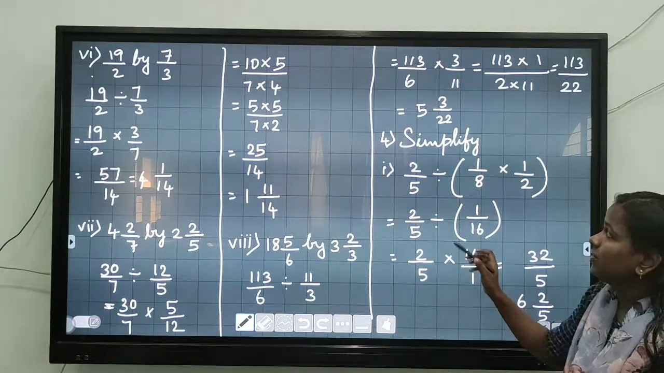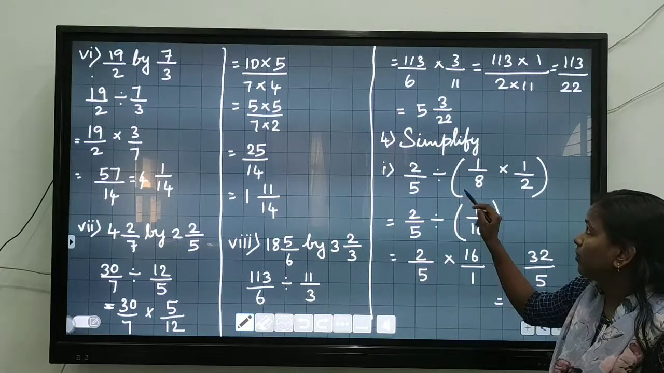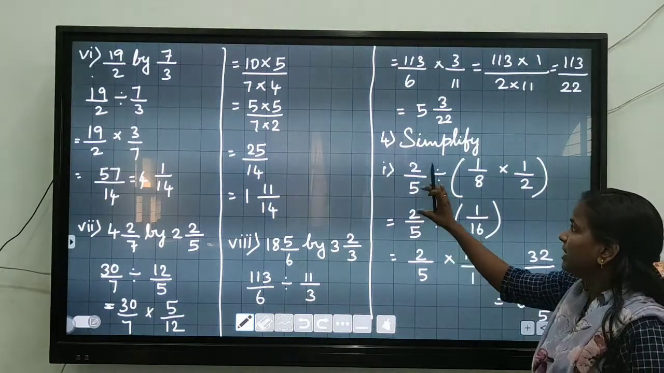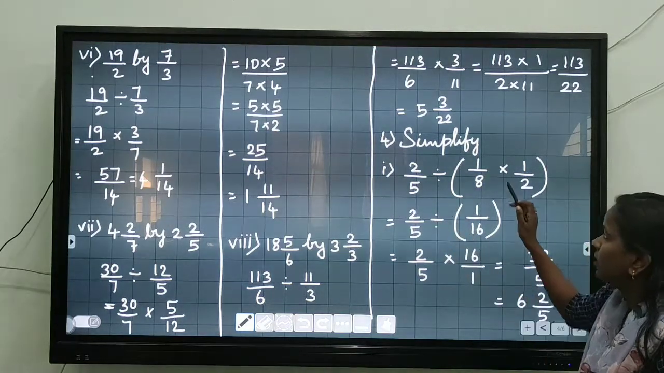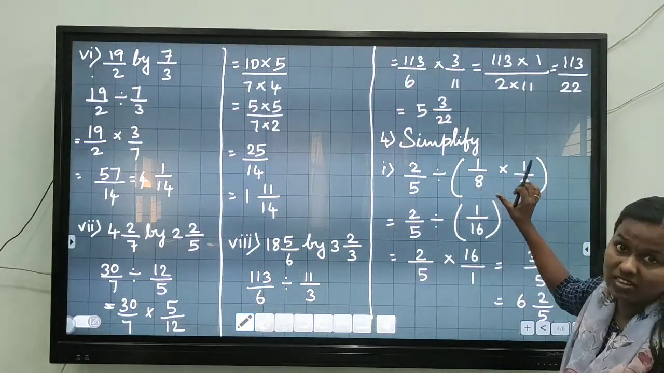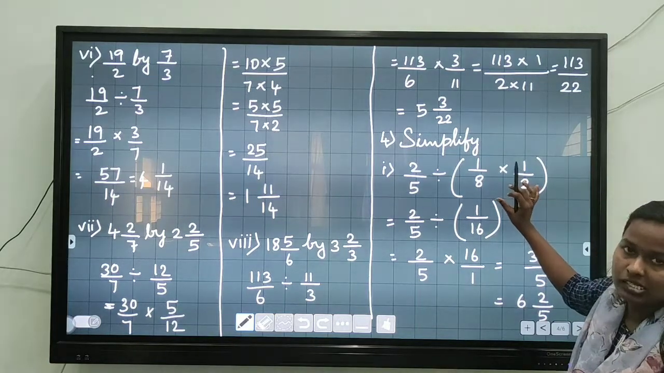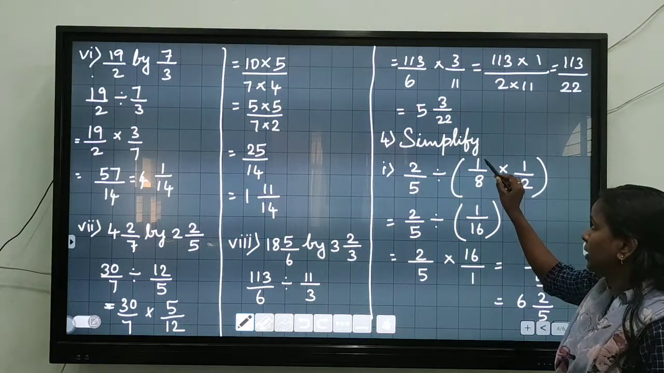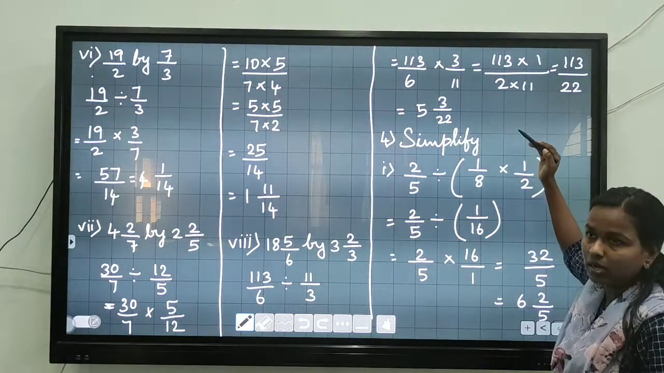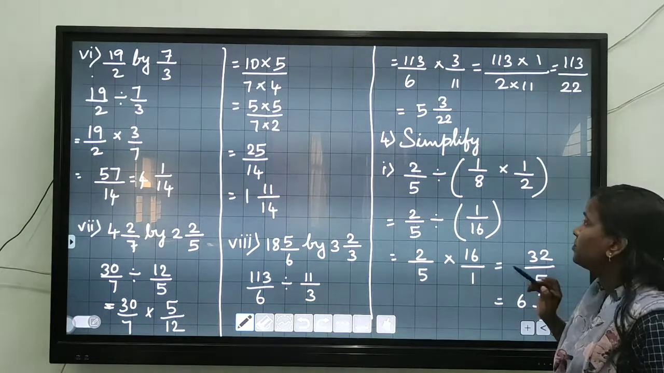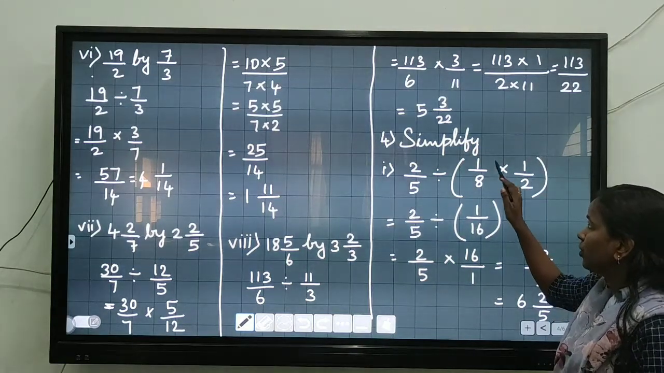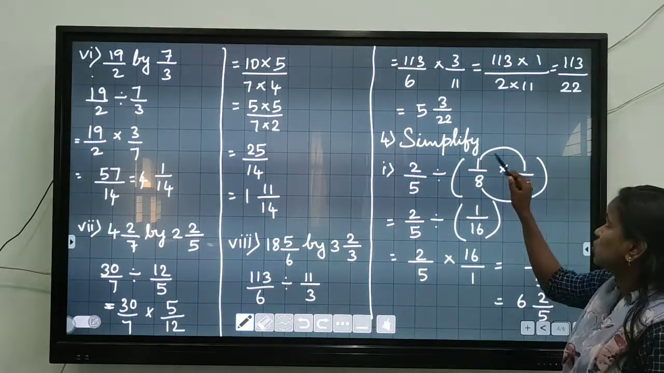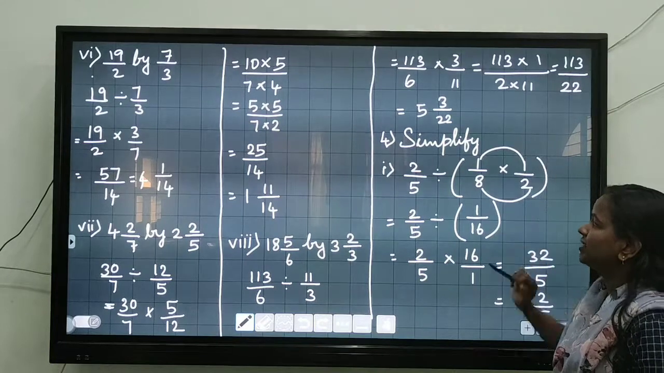Simplify. In the simplified question, 2 by 5 divided by 1 by 8 multiply 1 by 2 is given. First I am keeping this 2 by 5 as it is divided by, then first I am going to solve which are given inside the bracket. If bracket is given, we always have to solve that bracket part first. So first I am multiplying. See, there is no common factor in numerator and denominator, so I am going to just multiply numerator by numerator and denominator by denominator. So 1 1s are 1 divided by 8 2s are 16 will come.